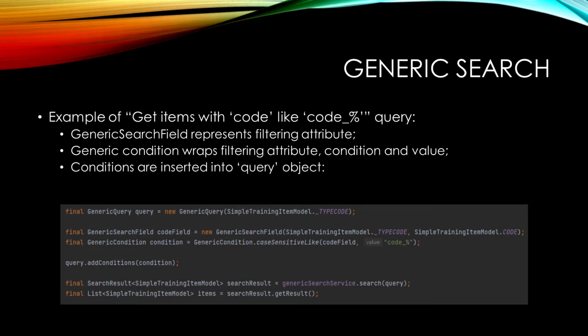Now let's get some items where the code is like a query. I create a generic search field for the training item's code attribute and a case-sensitive like generic condition for such a field. Later, the condition is added to the query object. In the end, the query is passed to the search method.